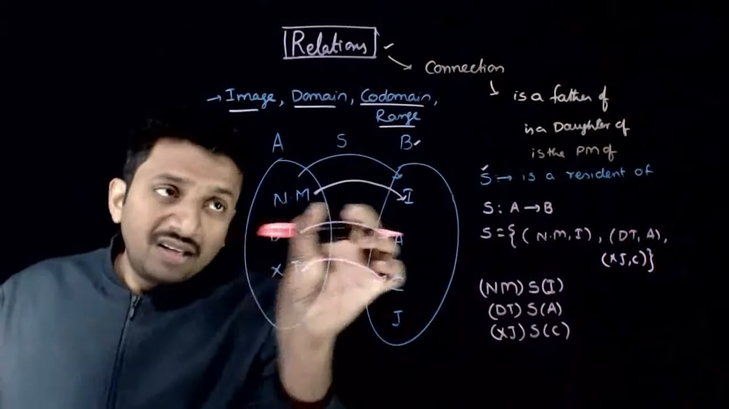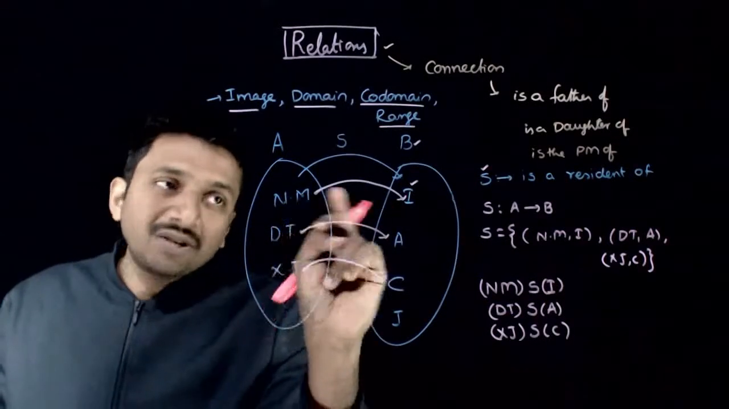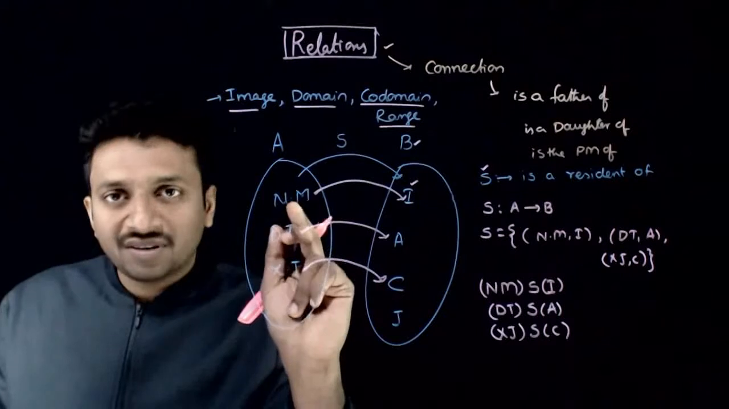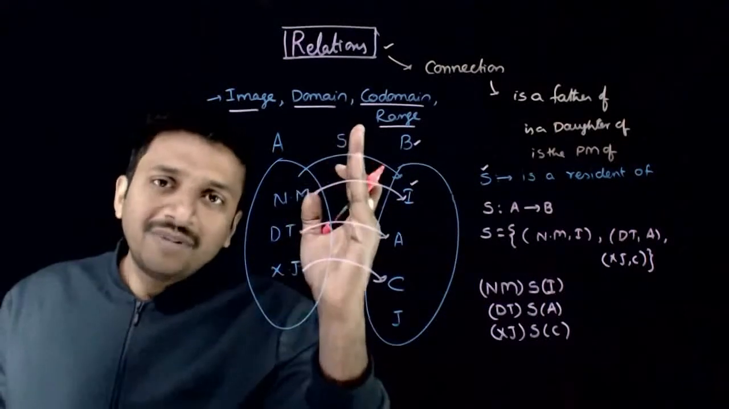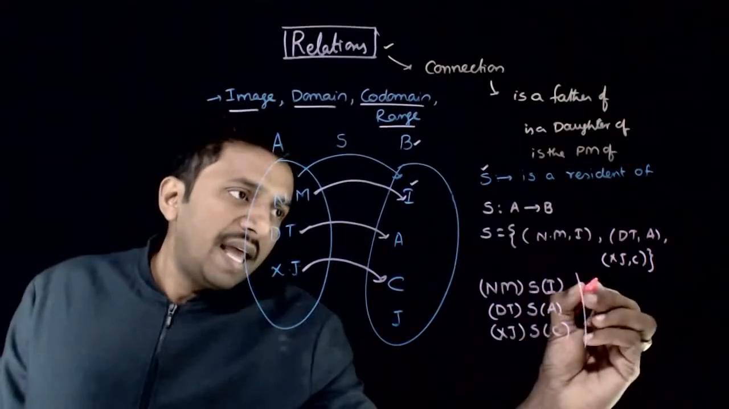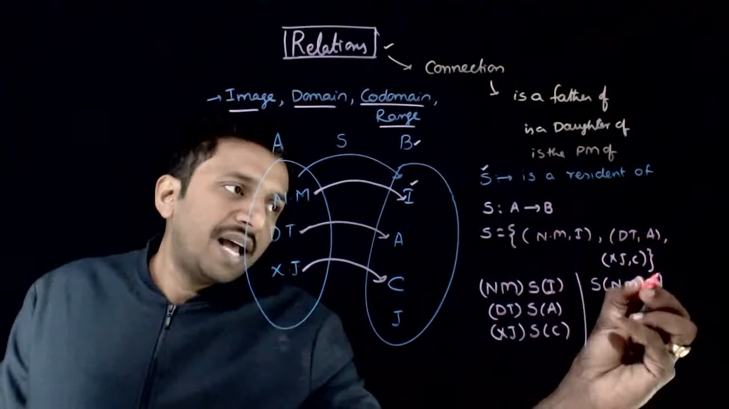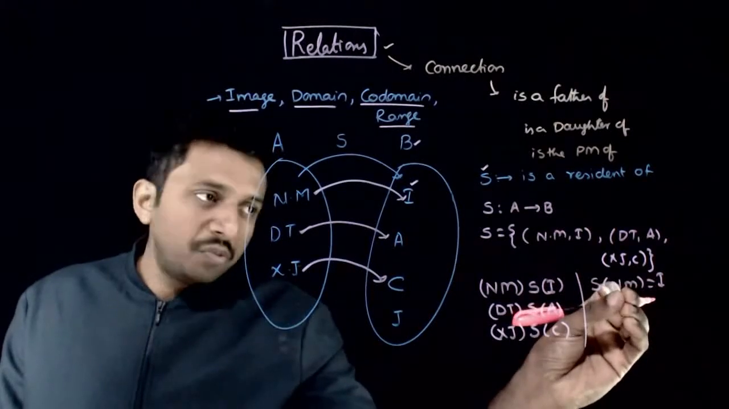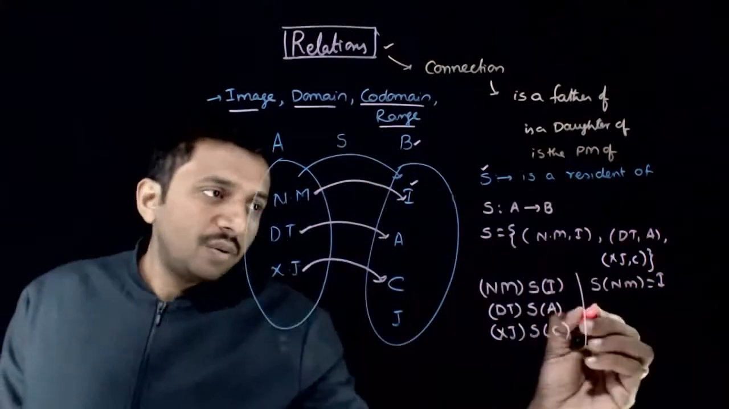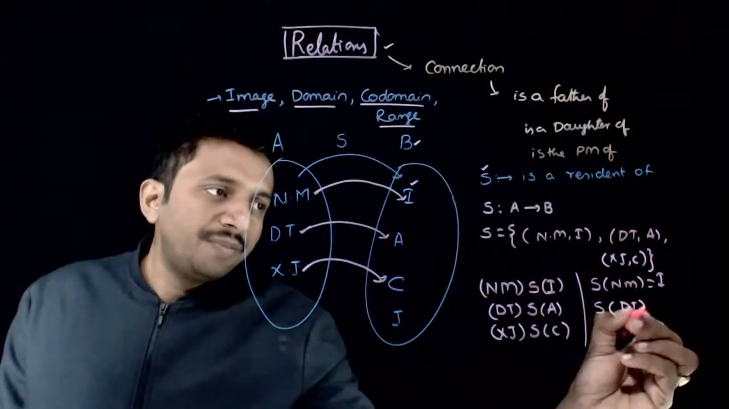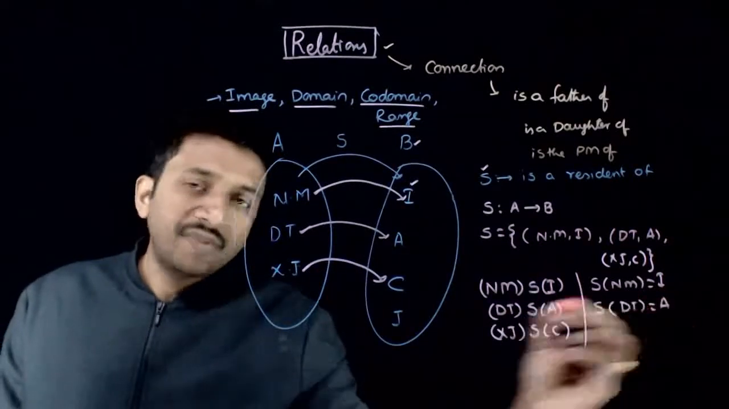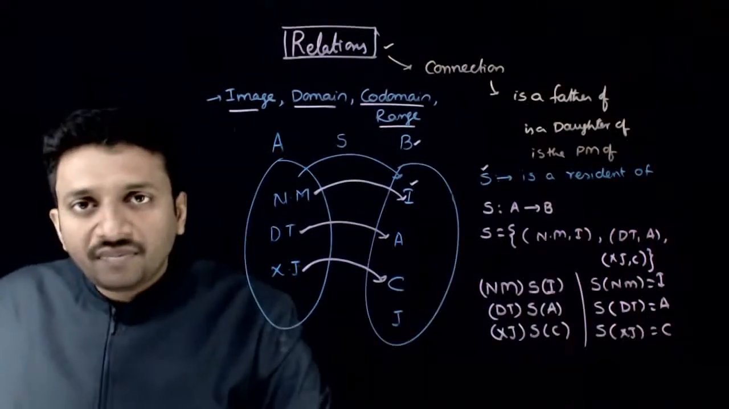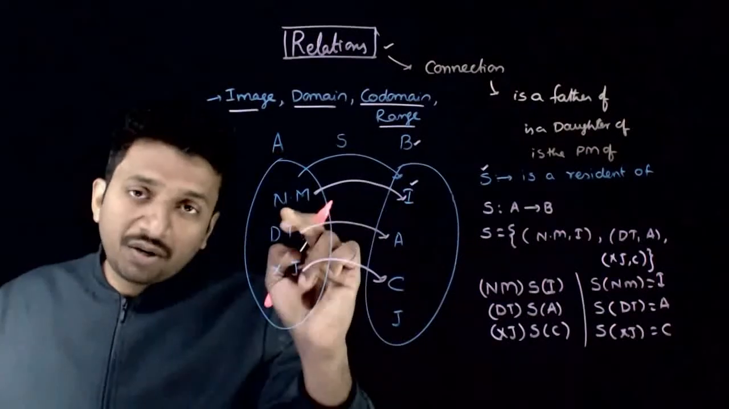Next, this element which is in the second set is called the image of the first element. So if Narendra Modi is being related to I, we say that I is the image of NM from this relation S. So S of NM is nothing but I. That is, NM is connected by S to I, or I is the image of Narendra Modi with respect to the relation S. What is the image of Donald Trump with respect to this relation S? What is the image of XJ with respect to the relation S? It is equal to C.